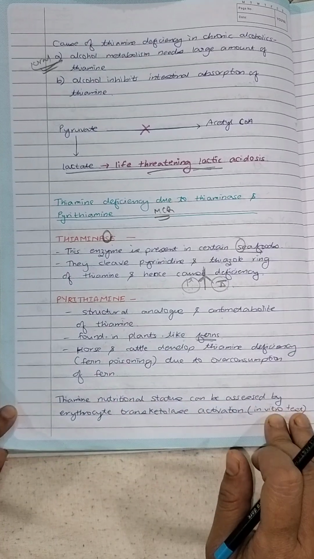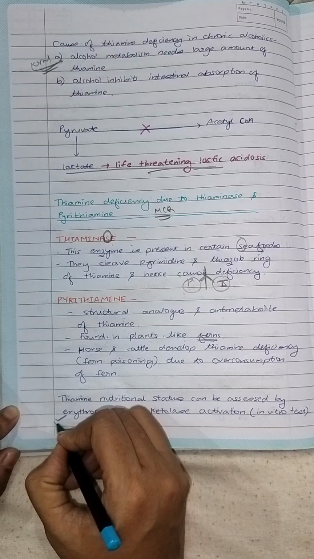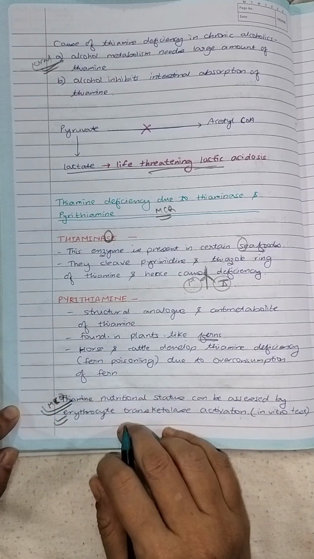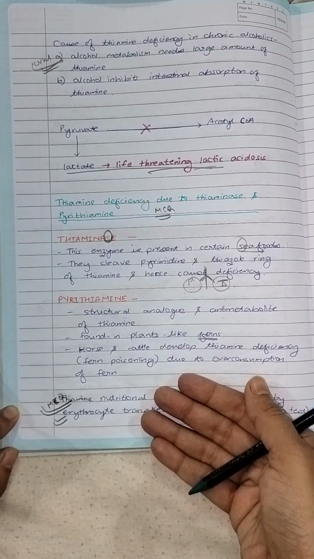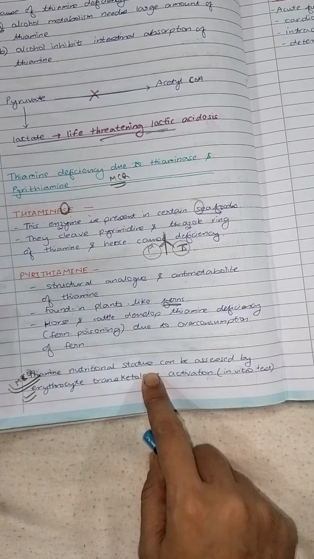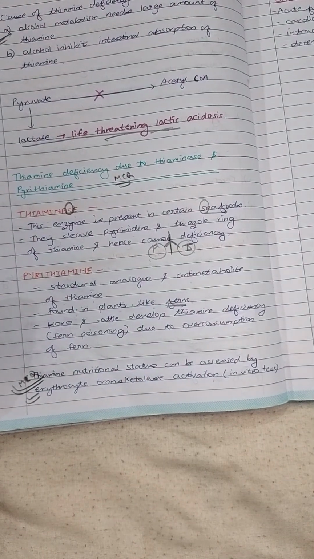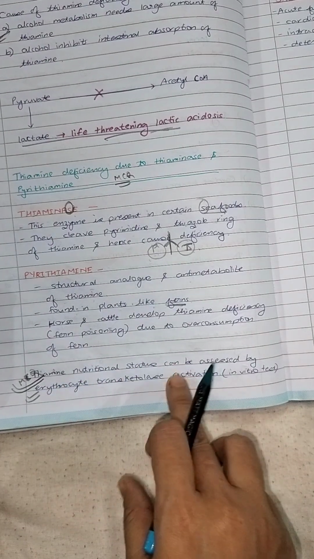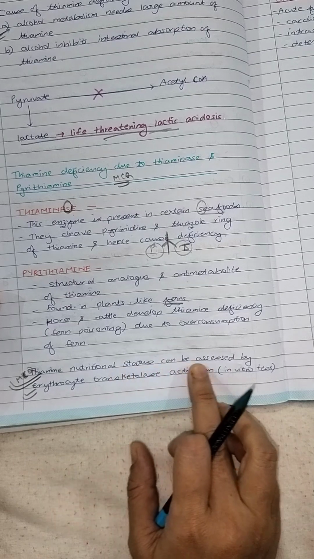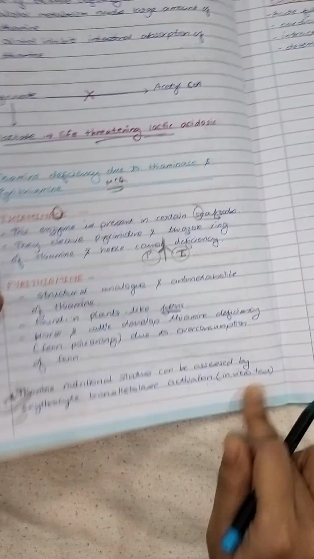Thiamine nutritional status can be assessed by erythrocyte transketolase activation. So it is also one MCQ question. And if you answer well in oral examination, you may reach up to this point where the examiner will ask you this type of question. If you will be able to give proper answer for the basic questions, then only the examiner will go up to this level of questions. Thiamine nutritional status can be assessed by erythrocyte transketolase activation. It is an in vitro test.